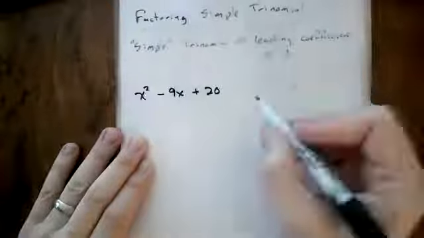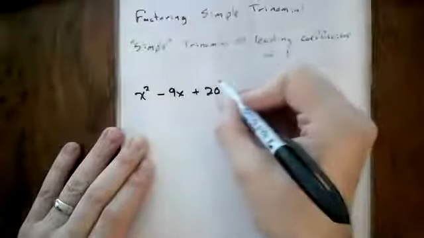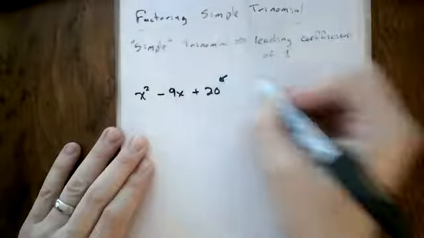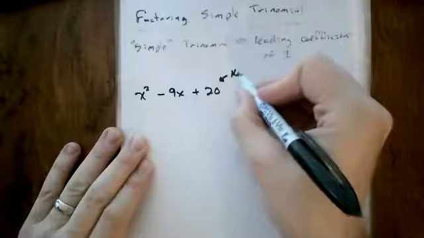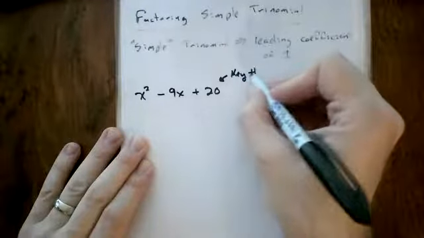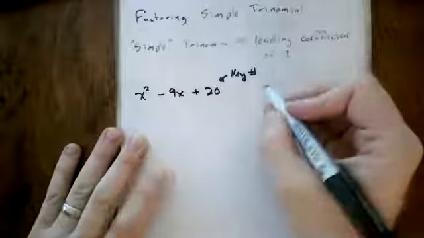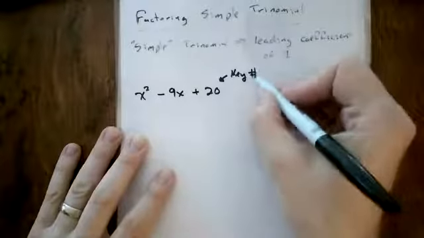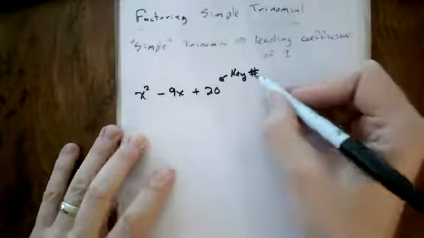So here, what we're going to do is look at this last number. This is going to be our key number. Before it was a pound sign, it was a number sign. Or before it was a hashtag, it was a number sign or pound sign.